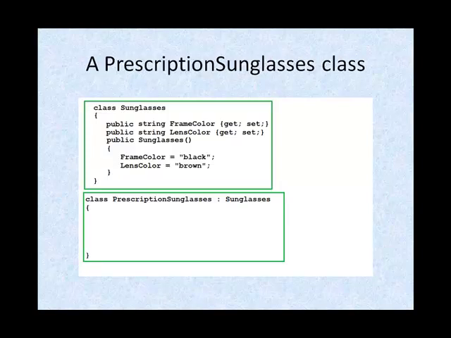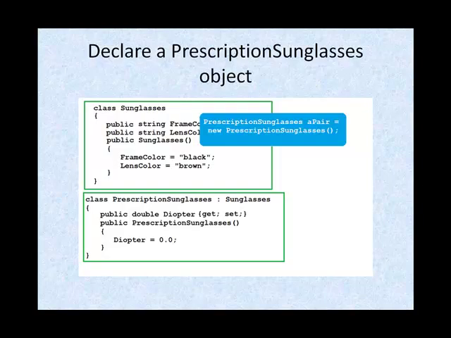Now assume you create a child class of sunglasses called prescription sunglasses. It inherits from sunglasses. That means that every prescription sunglasses object will have a frame color, a lens color, and assume it also has a diopter. A diopter is simply a number that represents one of the values as to how strong a prescription is in a pair of prescription glasses. Assume the constructor for this child class is also parameterless, but that it sets the diopter to 0.